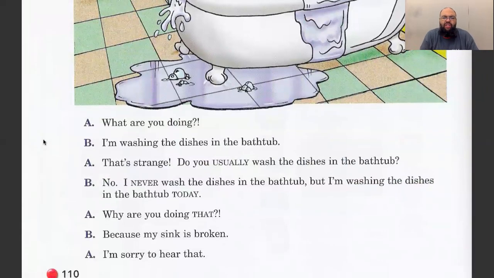Let's read the conversation. What are you doing? I'm washing the dishes in the bathtub. That's strange. Do you usually wash the dishes in the bathtub? No, I never wash the dishes in the bathtub, but I'm washing the dishes in the bathtub today. Why are you doing that? Because my sink is broken. I'm sorry to hear that.